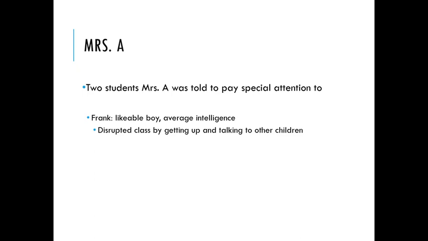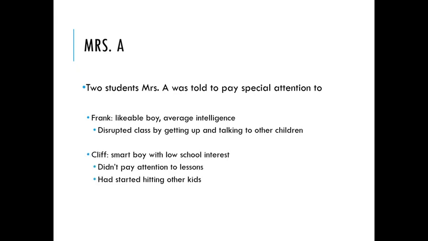Frank was a very likable boy, average intelligence. He often disrupted class. He would get up and talk to other students, that kind of disruptive behavior that I might have myself engaged in as a child in elementary school. The other kid's name was Cliff, who was a smart kid but had low interest. He would often not pay attention during lessons and ended up hitting other kids and things like that. So Frank and Cliff were only given attention by Mrs. A when they behaved well.